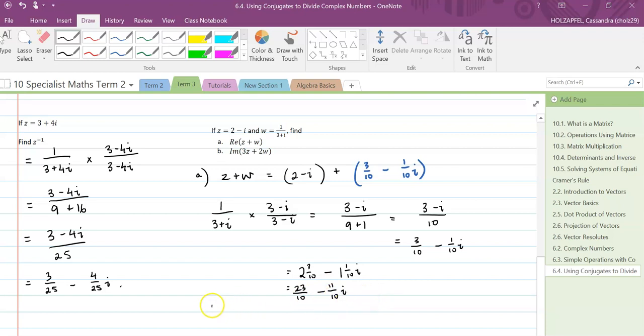So if I want to find the real component of z plus w, that's just going to be equal to 23 over 10, or we could write that as 2.3. Let's go ahead and solve this second part now.